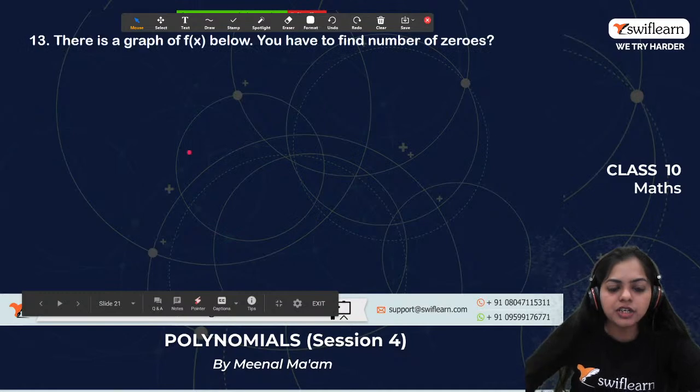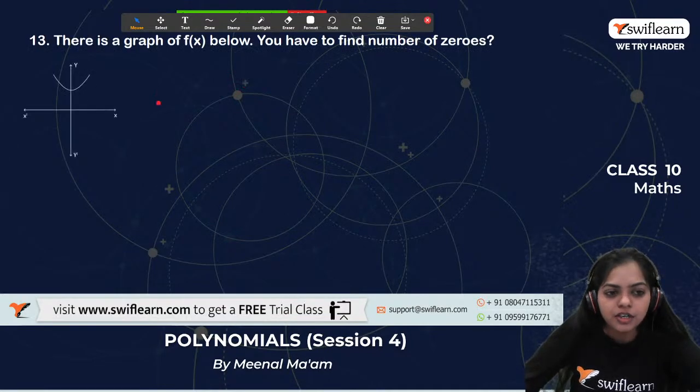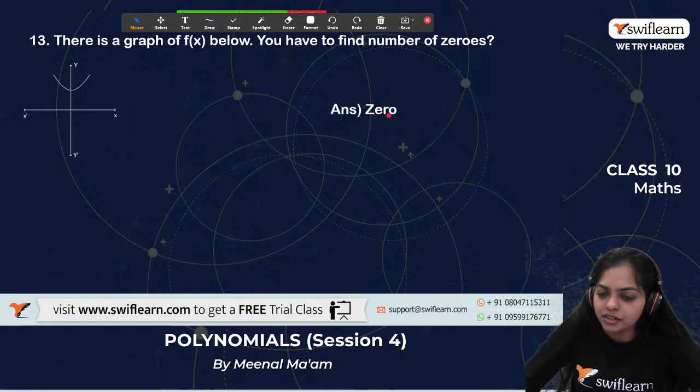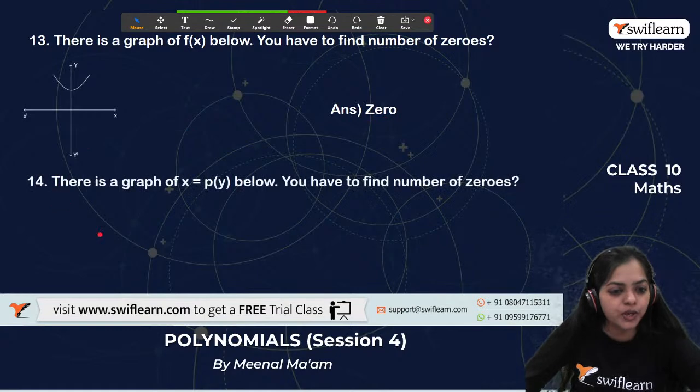Now moving on to question number 13. Again there is a graph. You have to find the number of zeros. So the graph is like this. It does not cut the x-axis at any point. That's why the number of zeros will be 0. Great. Got it? Alright. Moving on to the next question.